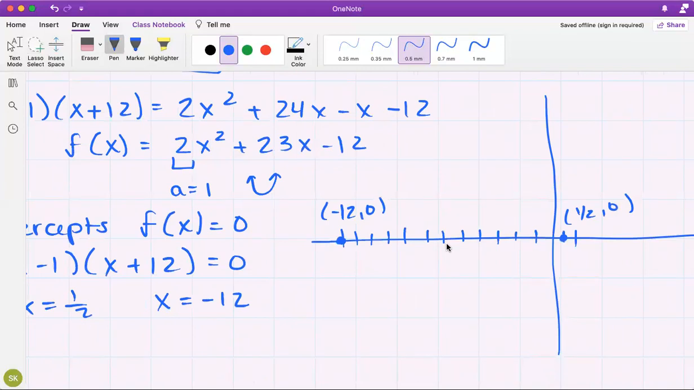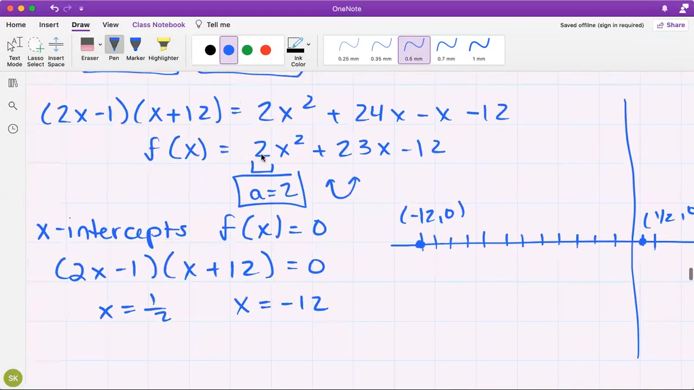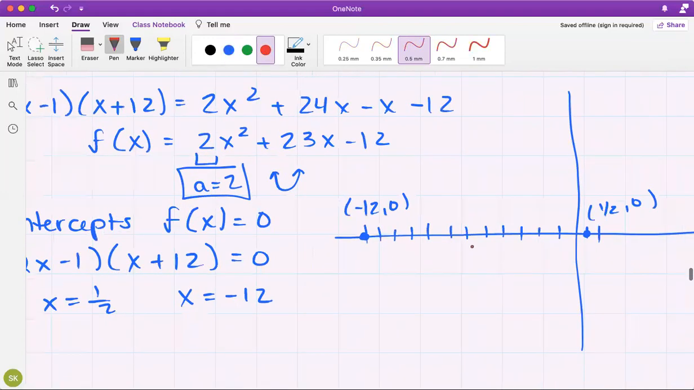We know the graph is a parabola, so it's symmetric. We also know that this graph is pointing upwards because a is not equal to 1, it's equal to 2, which is a number bigger than 0, so we're pointing upwards. So that tells me that my vertex is halfway between these 2 points and below the line y equals 0 because we're pointing upwards.